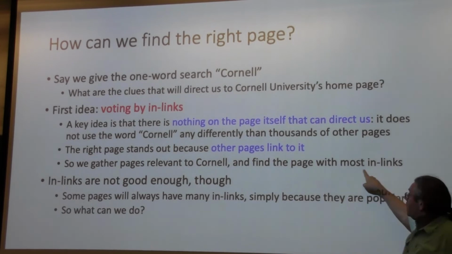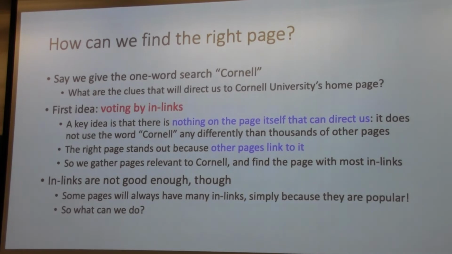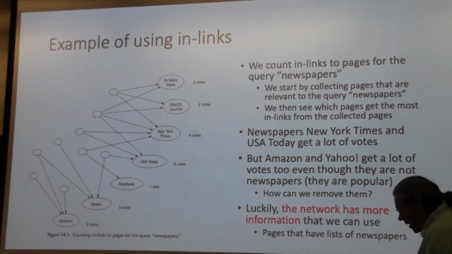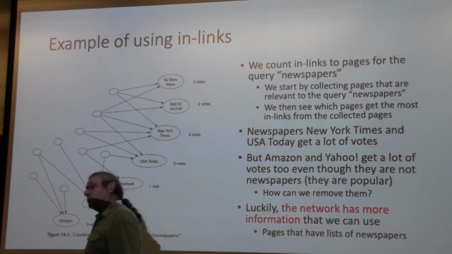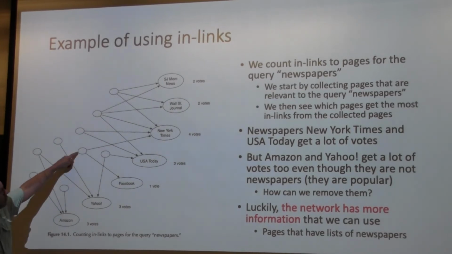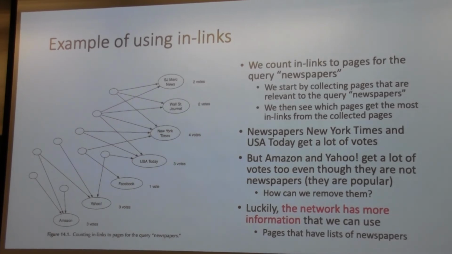So if we find the page that has the most inlinks coming from these relevant pages. But still that's not good enough, but let's see how we do it. So let me show you an example. I want newspapers. This is very American, Silicon Valley centric, you will see. We count inlinks. I want the best newspapers. I type newspapers. All these little ovals are pages that are somehow relevant, that somehow talk about newspapers.